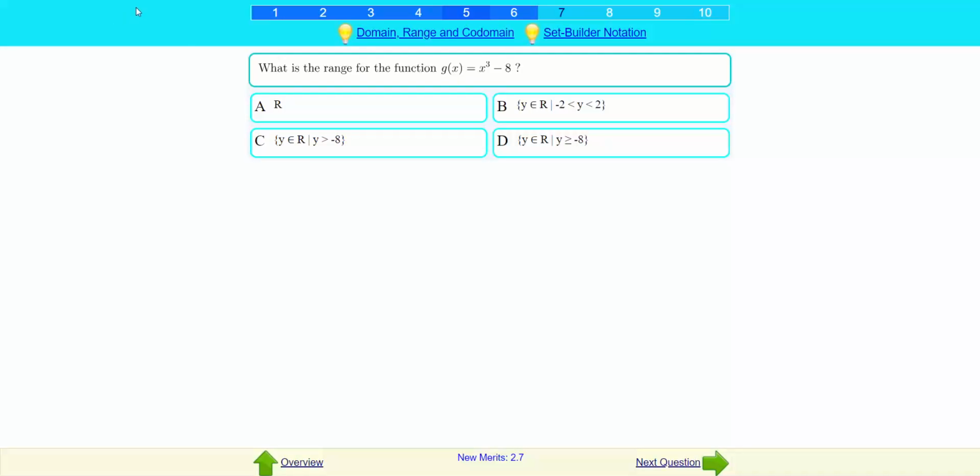Right, so that's it. So x to the power of 3. If it's x to the power of 3, what is the range? Now, I think it's R, because if you have minus 1 to the power of 3, you basically have minus 1 minus 8, and that's minus 9. And it's not really an option here.